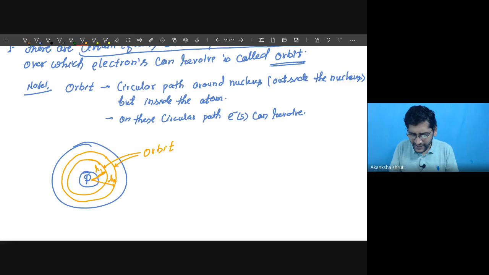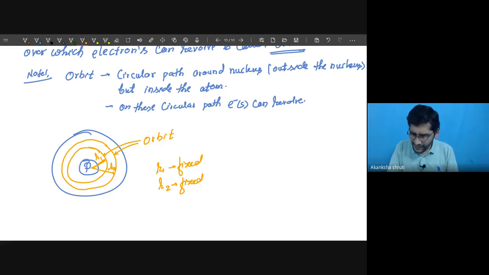Then keep in mind, this R1 is fixed, meaning the electron can revolve only over this path. This R2 is also fixed. There could even be 3 orbits or 4 orbits, depending on the number of electrons. It means the electron cannot move on any arbitrary path.